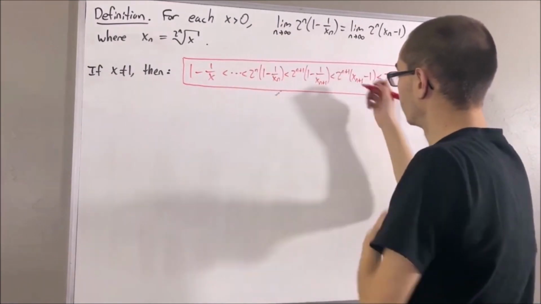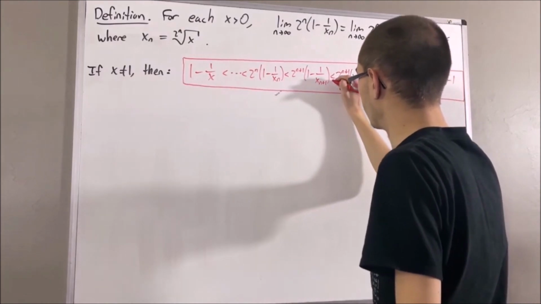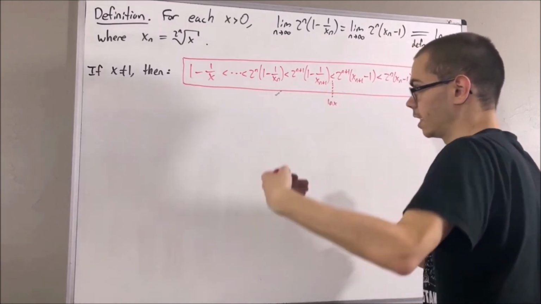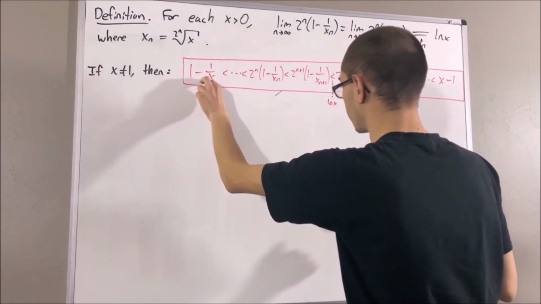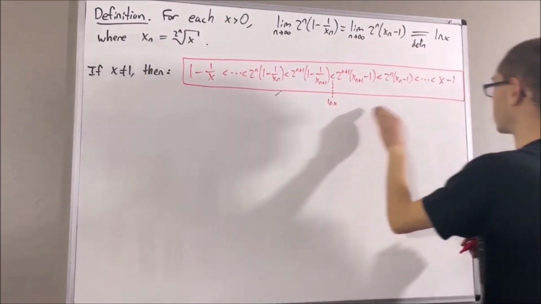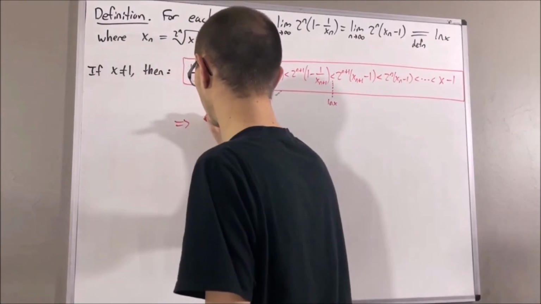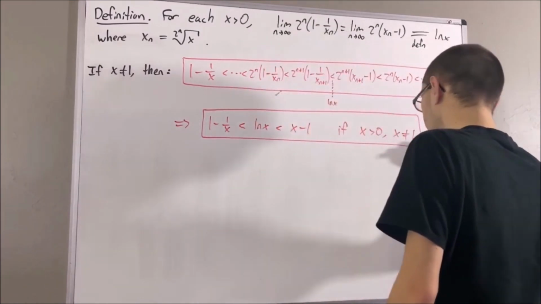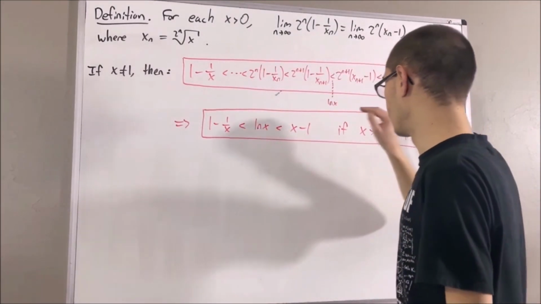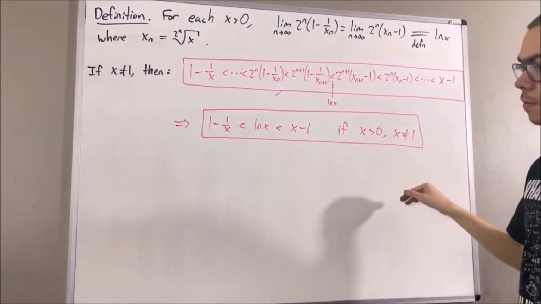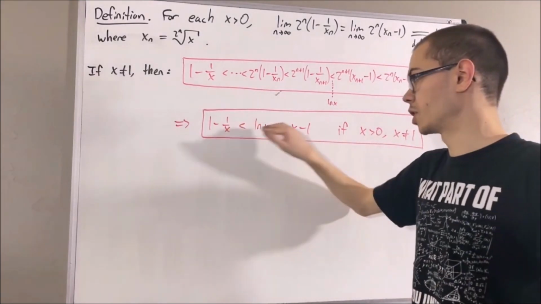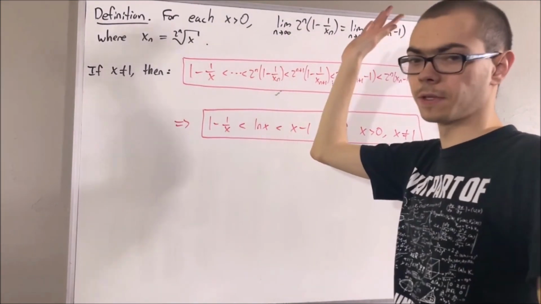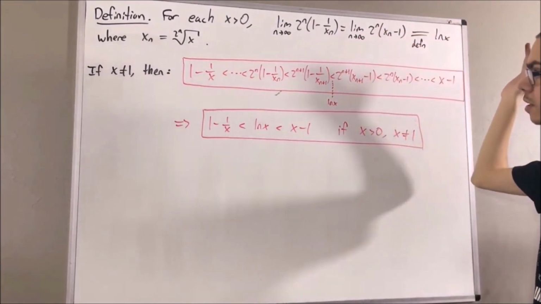So essentially, we know that natural log of x is somewhere right here. And so we get the inequalities: 1 minus 1 over x is less than natural log of x, which is less than x minus 1. So this inequality is true if x is a positive real number not equal to 1. If x is equal to 1, then all of these are equal to 0. So yeah, this is essentially an alternative definition of the natural logarithm function.